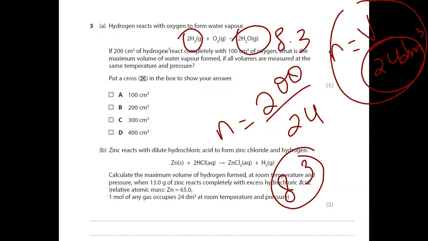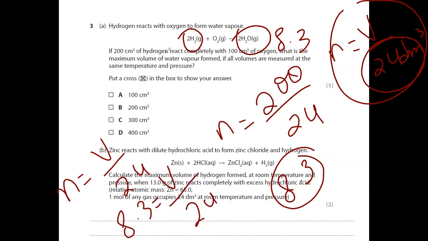So apply the same formula again: n equals volume upon 24. Your moles are the same, 8.3, so you multiply by 24 and you will get the same volume, 200. In situations like this, you can generally convert the volume directly. So you will end up with 200 cm³ of water.